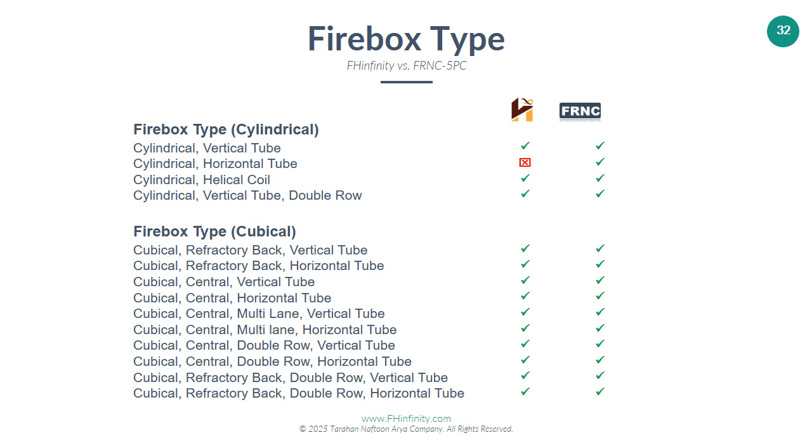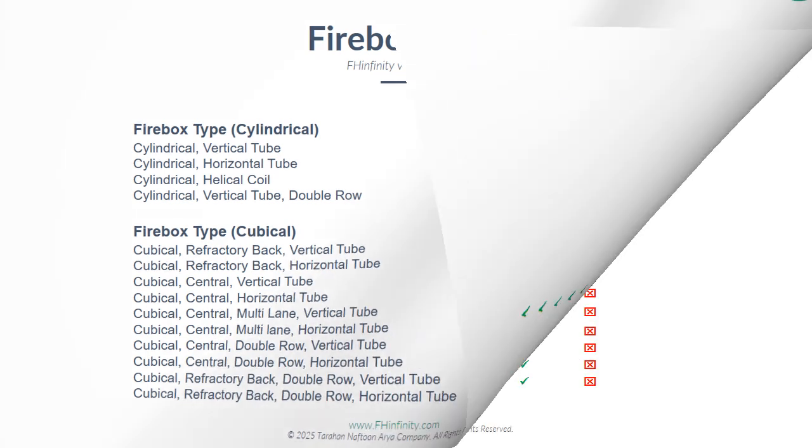Now, the core geometry. For standard cylindrical and cubical heaters, both tools perform well. FHinfinity supports all the standard vertical, horizontal, and double-row configurations that FRNC does. So, for conventional designs, you get the same reliability, but with a much better user experience.